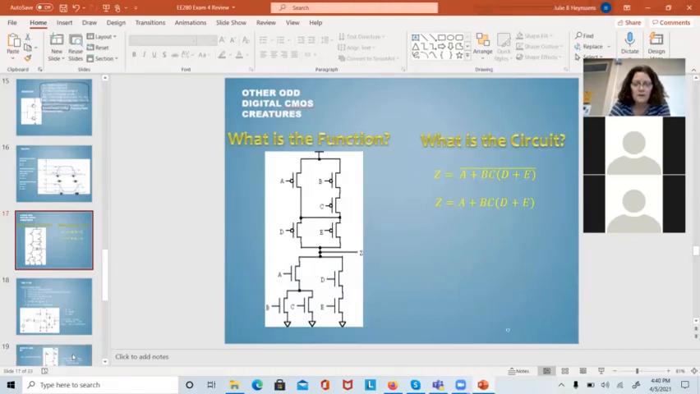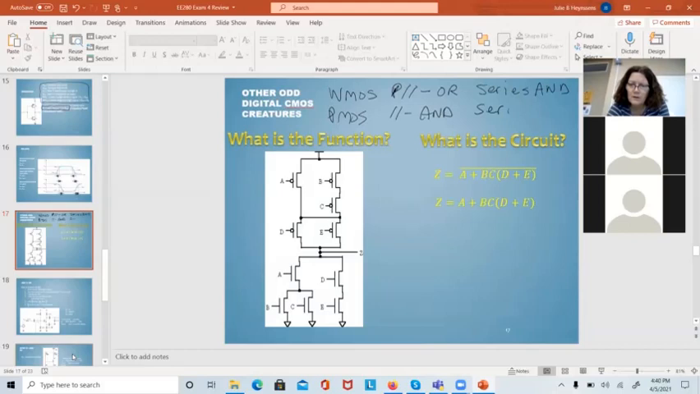So we want to figure out what the function is. Remember, our rule is for NMOS, things that are in parallel are an OR function. Things that are in series are an AND. And for PMOS, I invert that. Things that are in parallel are an AND function. Things that are in series are an OR. And I've got to remember to put a bar over the whole expression. Bar at the end.